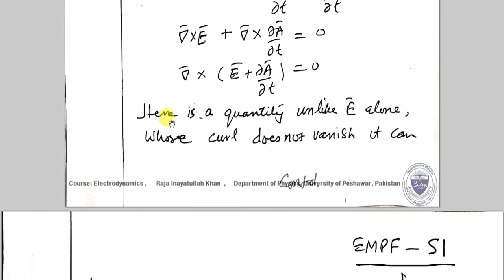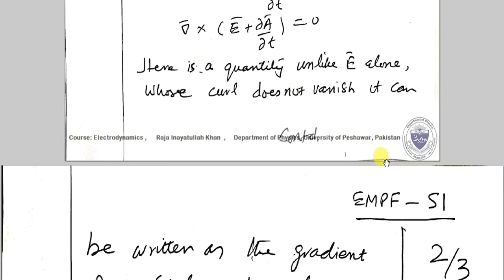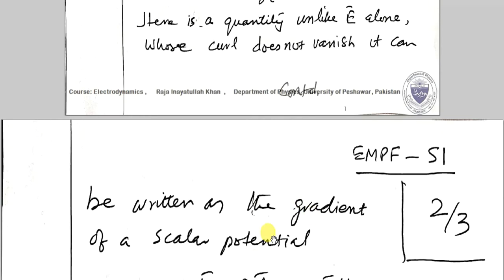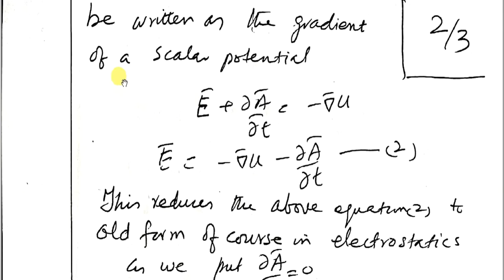Hence, here is a quantity, unlike E alone, whose curl does vanish. It can be written as the gradient of a scalar potential. So E plus delta A by delta T is equal to minus gradient of U. Hence E is equal to minus gradient of U minus delta A by delta T. This is equation number 2. This reduces equation 2 to the old form of electrostatics, as we put delta A by delta T equal to 0.